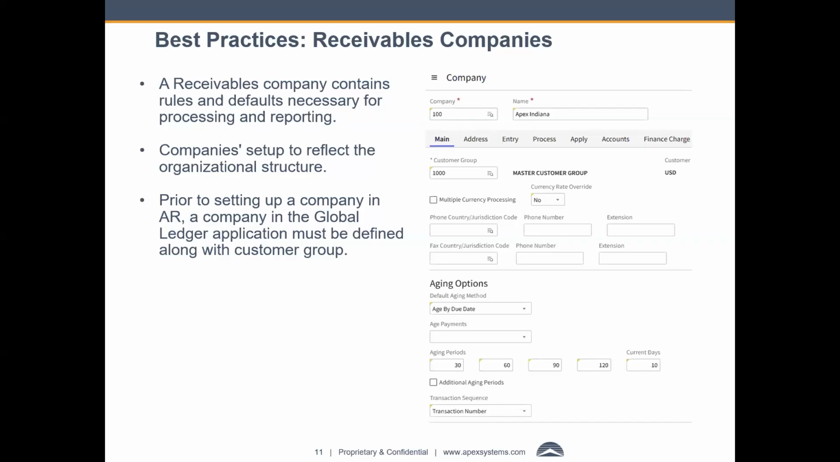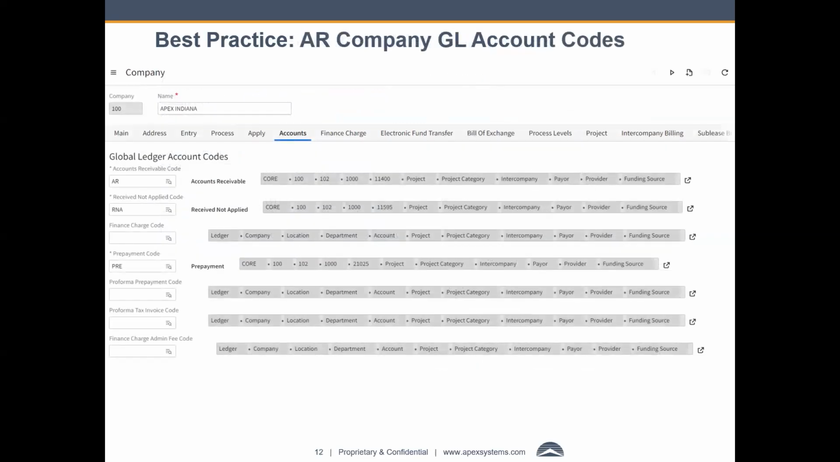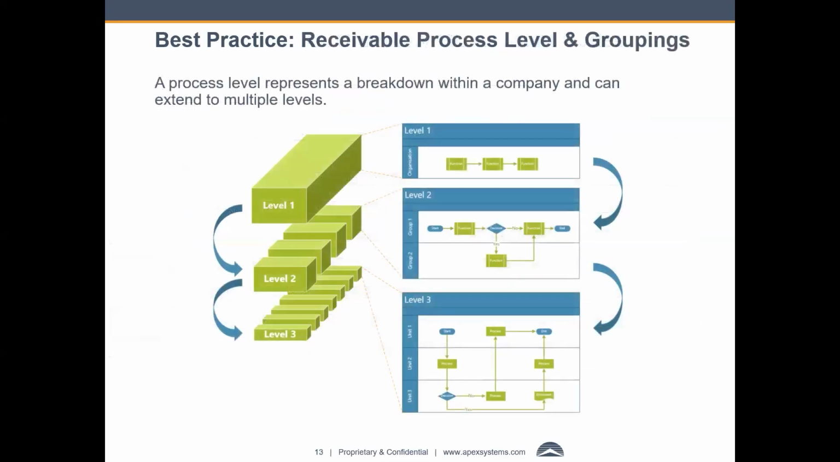Some of the key points are: define a customer group before defining a receivables company. All companies within a customer group must use the same currency table. A company cannot be assigned to more than one customer group. Additionally, the receivables company is where the account codes are defined, but they must exist in the global ledger first. Thank you. I will now turn it over to Paul.